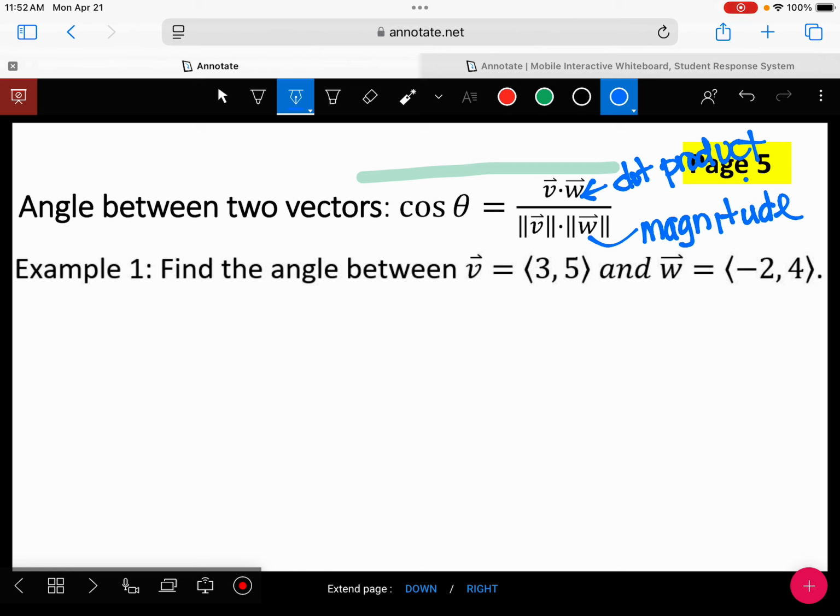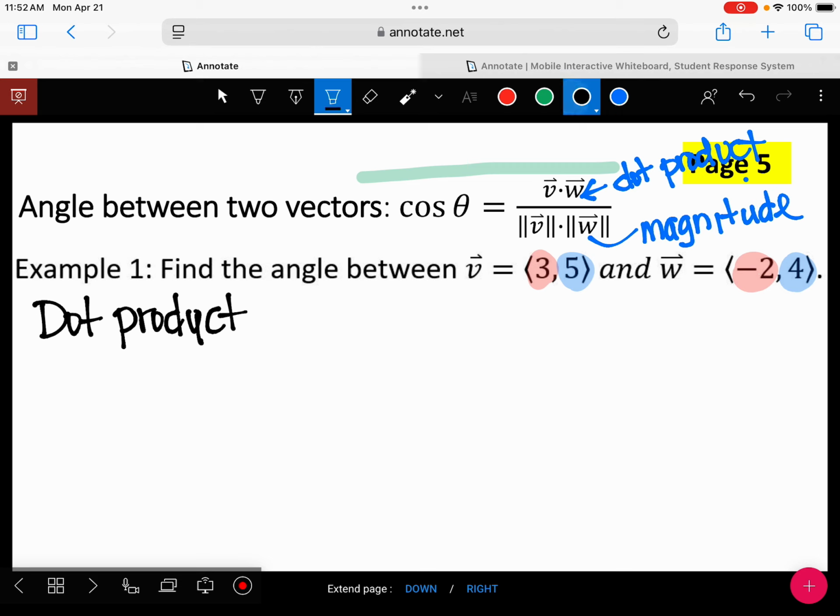All right, so let's go ahead and do example 1. Step number 1 is find your dot product. In order to do that, I'm multiplying my x values, and I'm also multiplying my y values, and adding them together. So that would be 3 times -2 plus 5 times 4. We already did this one. This is the same one we had when we started. So we have 11. 11 is my dot product.